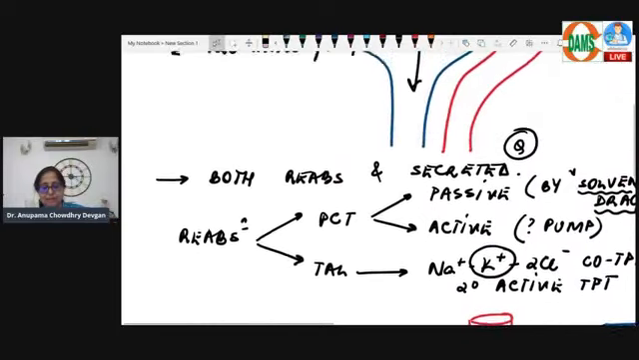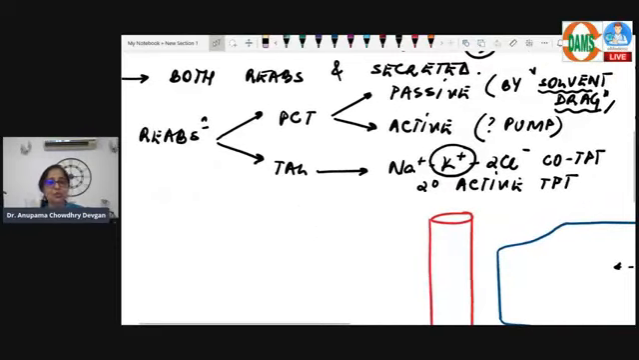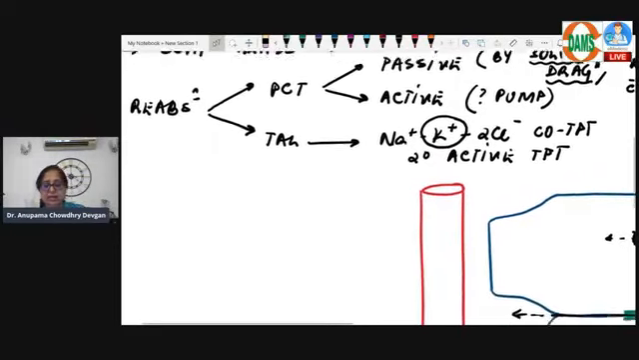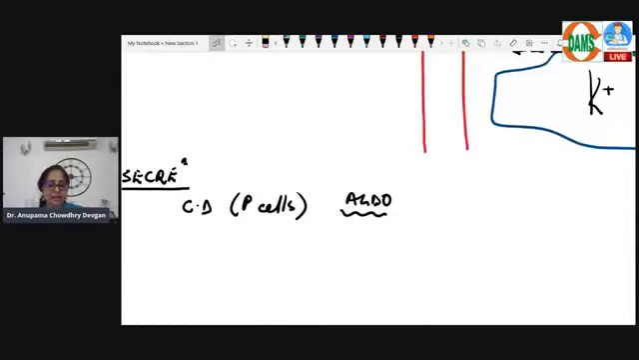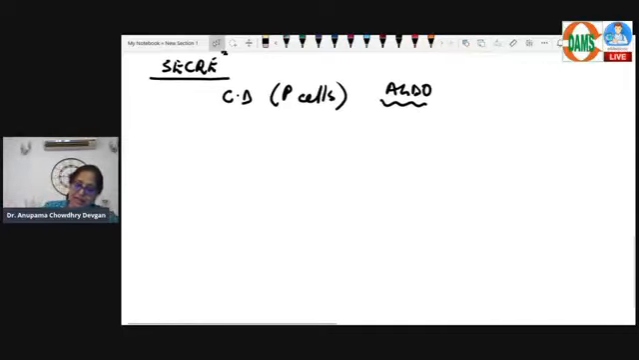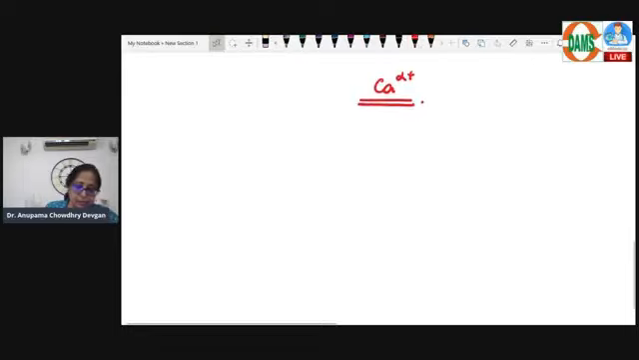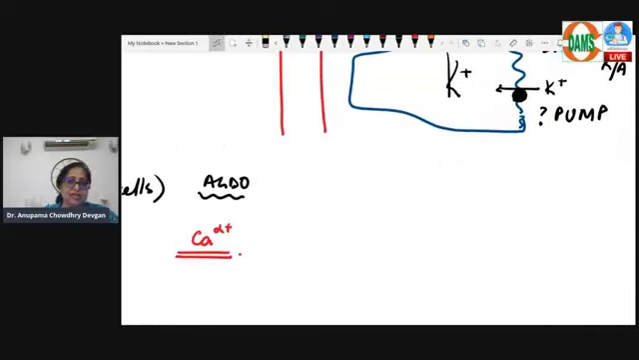Where does the reabsorption take place? Reabsorption in the PCT is mainly by a passive mechanism, which is known as solvent drag, also actively, but which pump is involved, we do not know. In the thick ascending limb, it is an Na plus K plus 2 Cl minus co-transport, which is a secondary active transport. Secretion occurs in the B cells of the collecting duct under the influence of the hormone aldosterone. So this is potassium handling by the kidney. Let's have a look at how the kidney handles calcium. Why is an active pump needed? Because potassium is in a very high concentration inside the cells. Isn't it, Ajitesh? First chapter, potassium is high intracellularly.